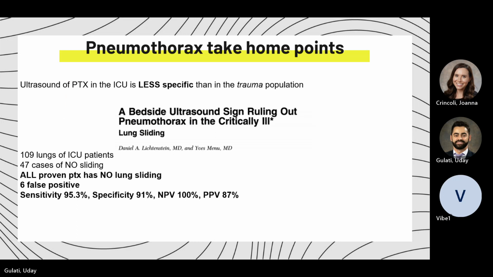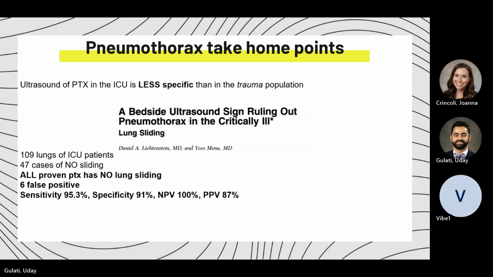And so, when looking at the data for a pneumothorax, it's really good for the trauma population, and that's where they really study the lack of lung sliding. It's not as good in the critically ill patient because of all these other differentials that we talked about. And the biggest one I see is atelectasis.